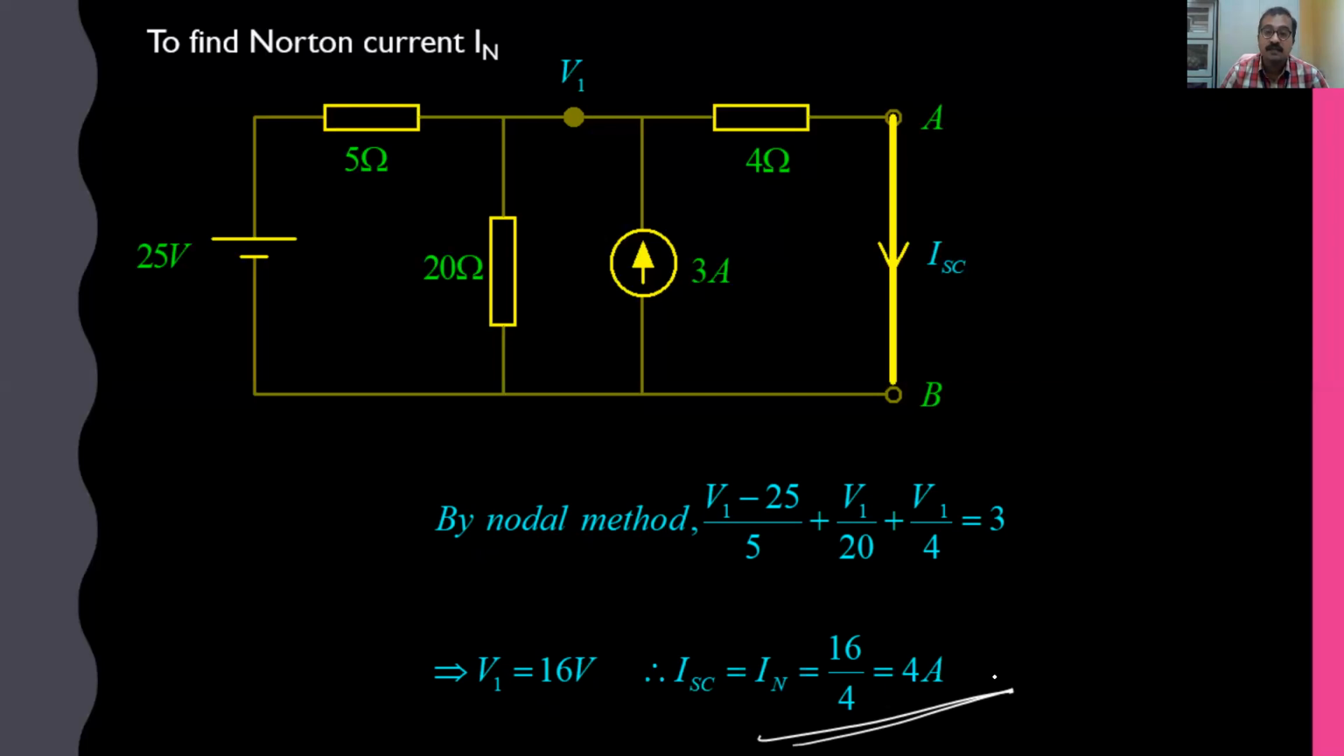Now what next? We have to find the Norton impedance. How? By replacing all the sources with their respective internal impedances. That means this voltage source must be shorted and this current source must be opened. Okay, so you will get a circuit like this.